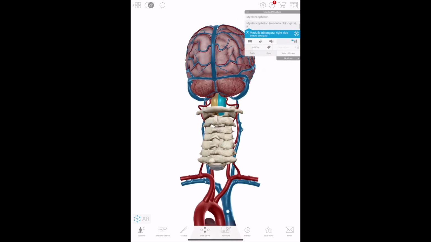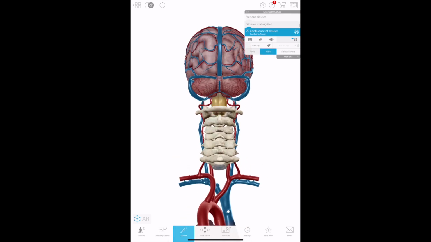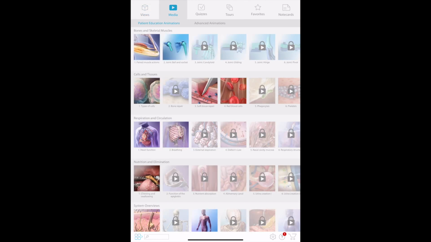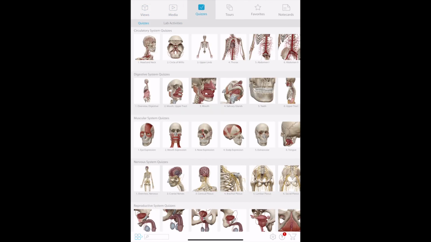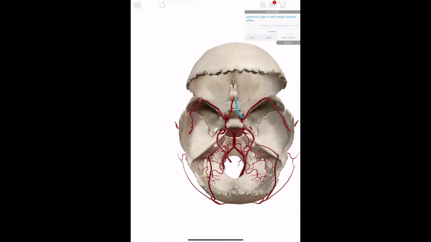And also another feature that this app has is that you're able to quiz yourself and you're able to click on the arteries and the nerves. So as you can see, these are the arteries that go in the brain, and you're able to quiz yourself and see what you are missing and what you need to study more. So this is another plus definitely for this app.